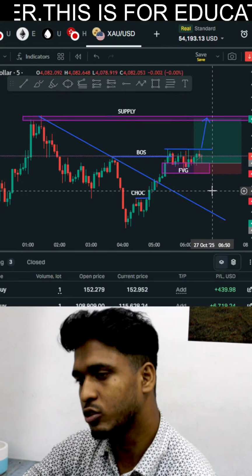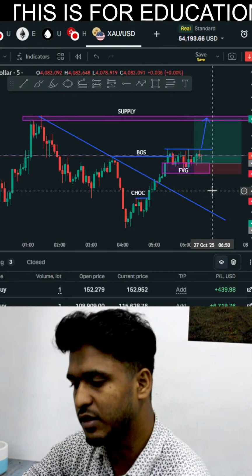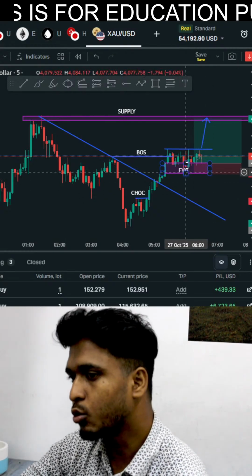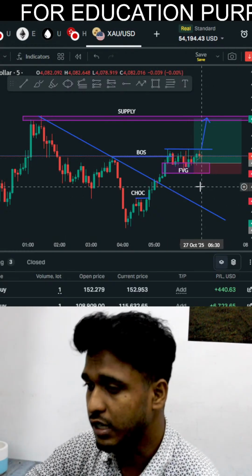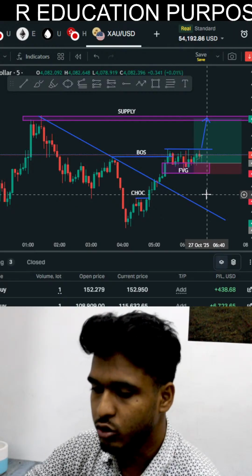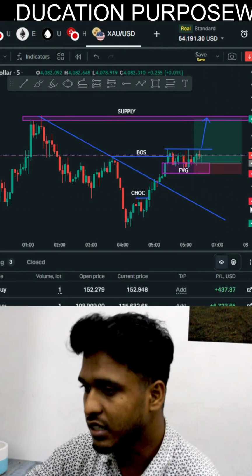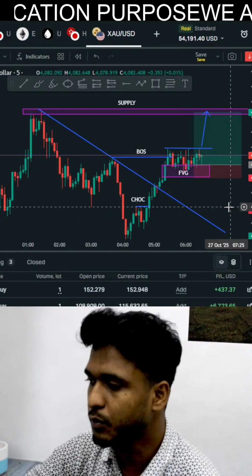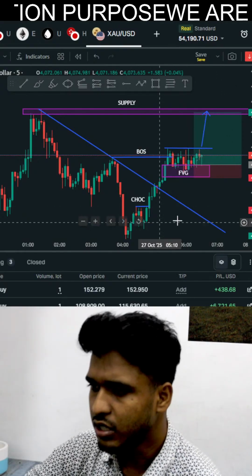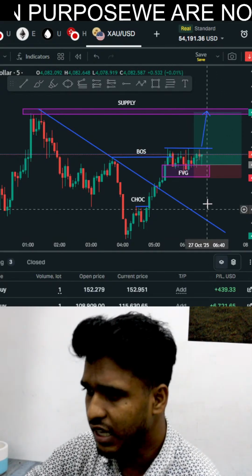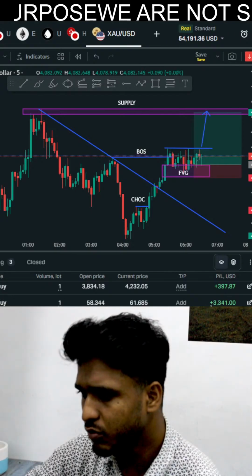रिट्रेस के लिए आपको चाहिए कोई ब्रेकआउट स्ट्रक्चर, या कोई फेयर वैल्यू गैप, नहीं तो ऑर्डर ब्लॉक, नहीं तो सप्लाई और डिमांड इसी जोन पे आ जाए, तभी एक अच्छा खासा मार्केट वॉलेटाइल होता है और वहाँ पर मार्केट मूव होता है। ठीक है, तो इसी तरह आप भी ट्रेड ले सकते हो and you can make some profit and you can check it out.